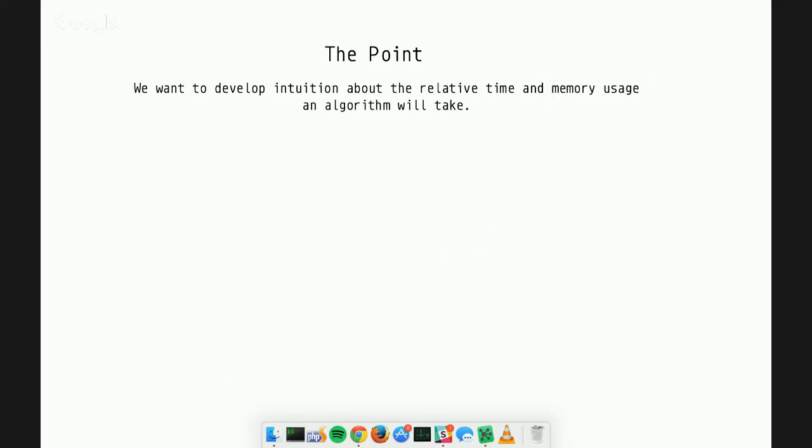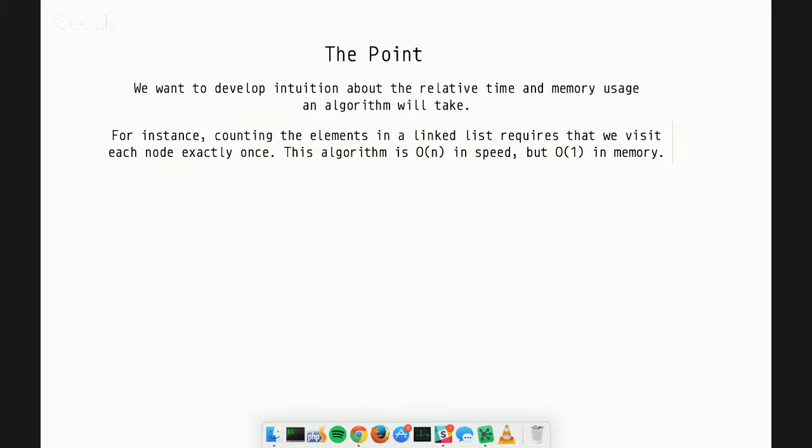So the point is that we want to develop an intuition about the relative time and memory usage of an algorithm. When we're talking about data structures, we want to understand how quickly they can perform a specific type of algorithm. And that's why we use data structures. So, counting the elements in a linked list. Let's say we want to count the elements in a linked list. It requires that we visit each node exactly once. So like we saw earlier, the algorithm is big O of n in speed.